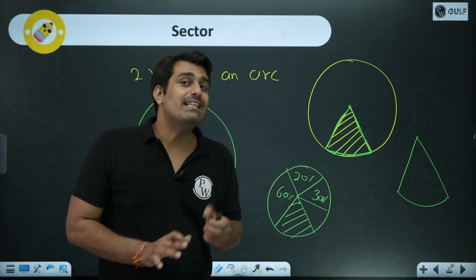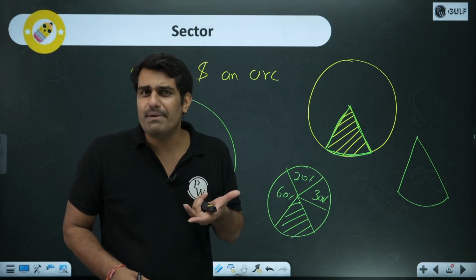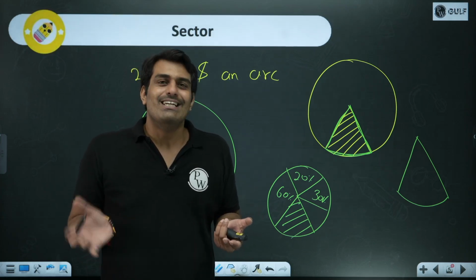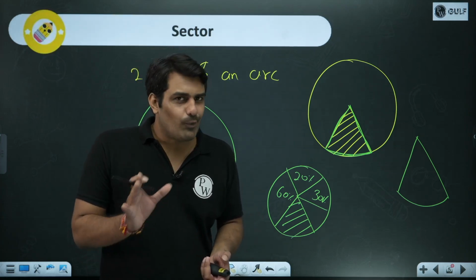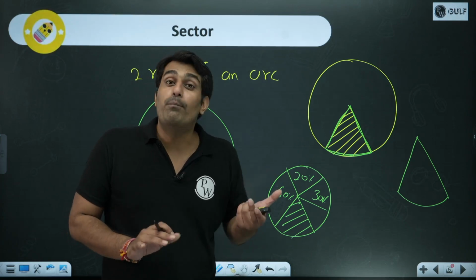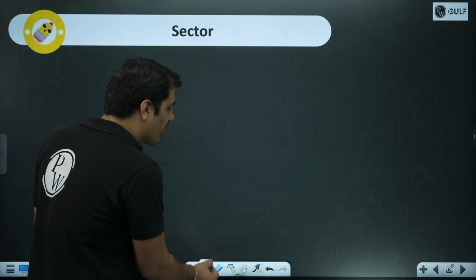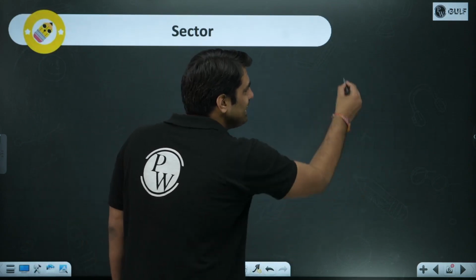Now we are interested in the area part. Why? Because we want to eat a pizza, right? And I want to know how much pizza I would be getting. So to calculate the area of the sector, it's very simple to understand that it is some portion of the circle itself. So when I am talking about the circle, what exactly is the area of the circle?